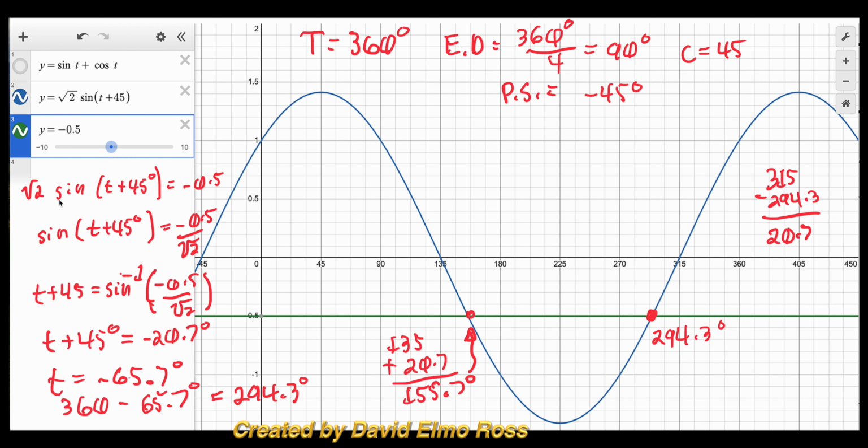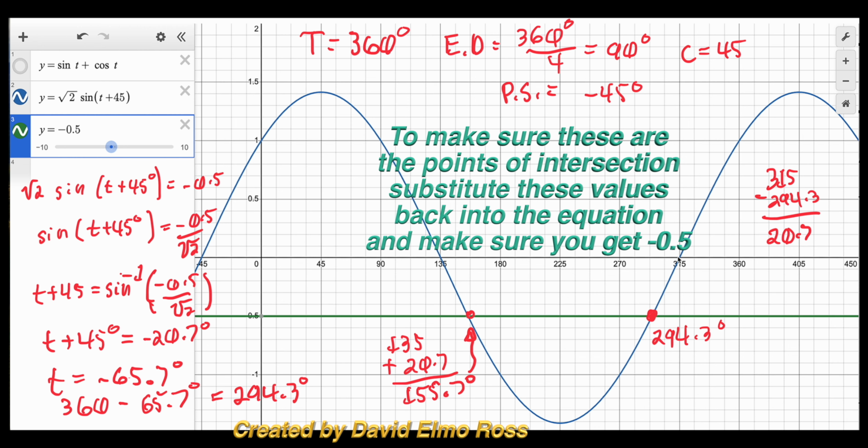Now we set root 2 sine(t plus 45) equals minus 0.5. And so sine of (t plus 45) is equal to minus 0.5 over root 2. So t plus 45 is equal to the inverse sine of minus 0.5 over root 2. And that works out to minus 20.7. So when we say t plus 45 equals that, minus 20.7 minus 45 gives us a total of minus 65.7. And 360 degrees over here, subtract the 65.7, is going to give us this point here, which is 294.3, which is one of the points that we saw before.